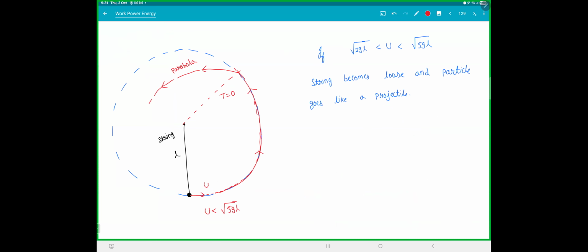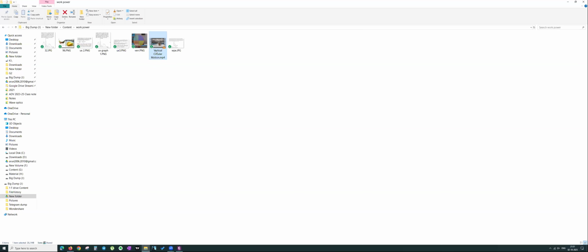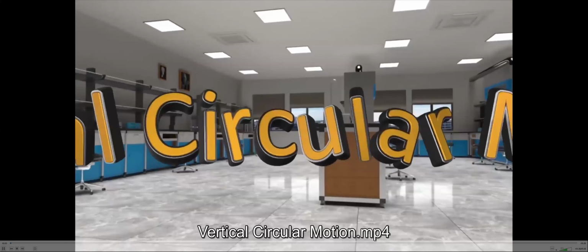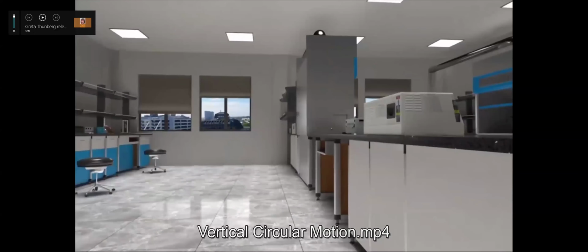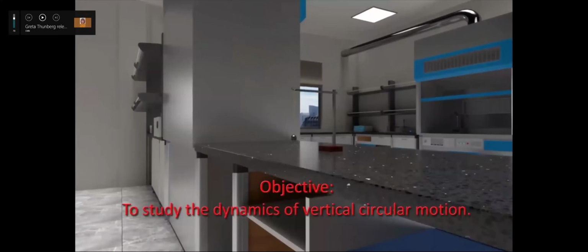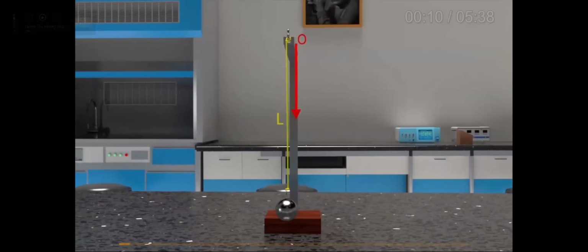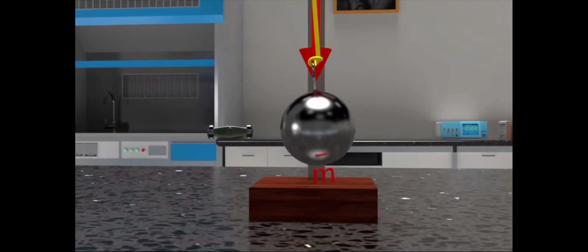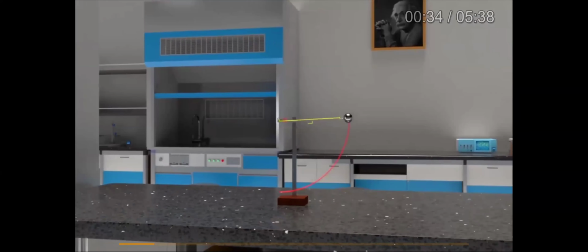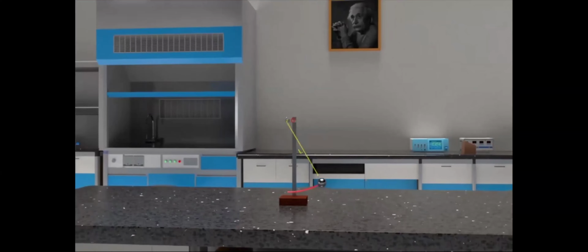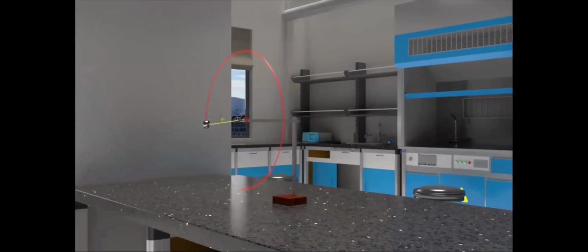Well, let's see how this would look. I think I should have something to show you. Let me see. Motion. Objective: to study the dynamics of vertical circular motion of a pendulum string. The bob takes a circular path of radius L in the vertical plane.